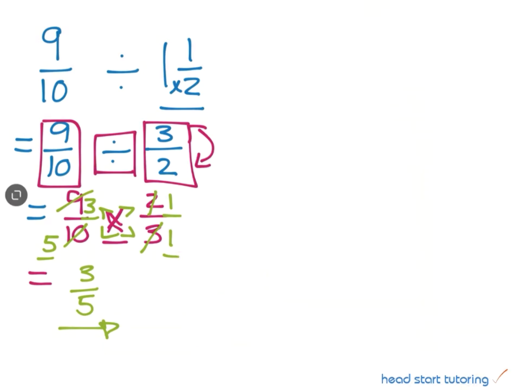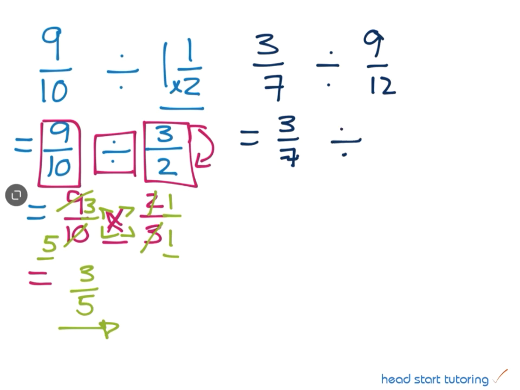Right, let's have a look at another example. 3 over 7 divided by 9 over 12. What we need to make sure of is that each of our fractions are in its simplest form. So 3 over 7 we cannot simplify any further, so 3 over 7 is fine, but 9 over 12 can actually be simplified because we know that 3 fits into both 9 and 12. So 9 divided by 3 is 3, and 12 divided by 3 is 4. So 9 over 12 is equal to 3 over 4.